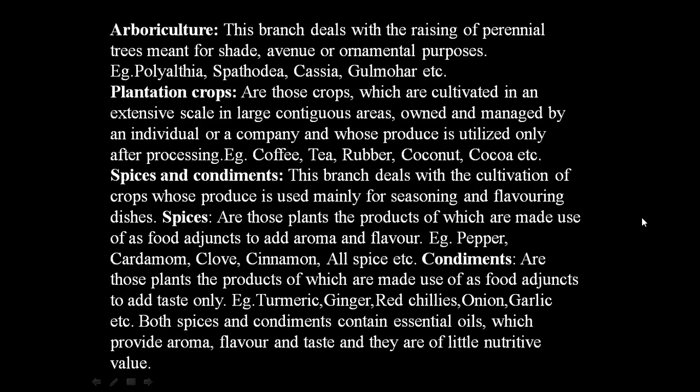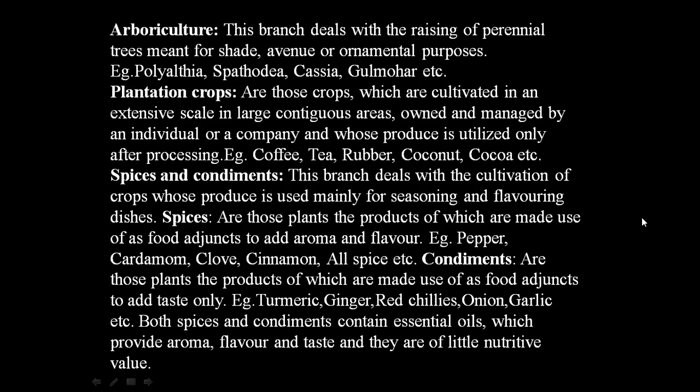Arboriculture. This branch deals with the raising of perennial trees meant for shade, avenue, or ornamental purposes. Example, polyalthia, spathodea, cassia, gulmohar, etc.